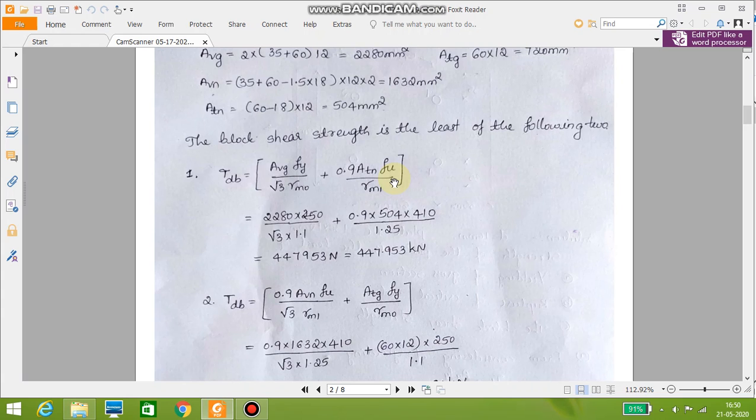Another formula for TDB is equal to 0.9 AVN into Fu divided by root 3 gamma m1 plus ATG into Fy divided by gamma m naught. Here AVN is the net or minimum net area in shear along the bolt line parallel to the external force, and ATG is the minimum gross area in tension from the bolt hole to the toe of the angle and bolt line perpendicular to the line of force. Fu and Fy remain the same, ultimate and yield stress of the material.